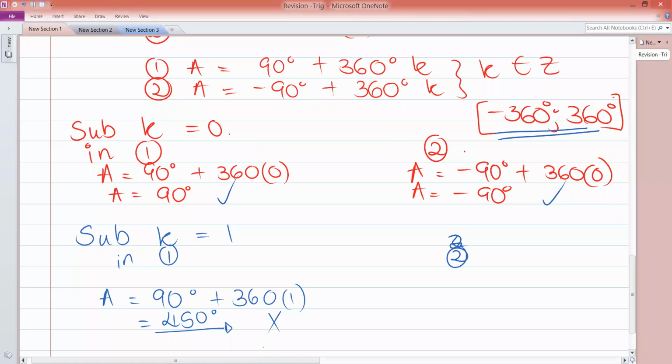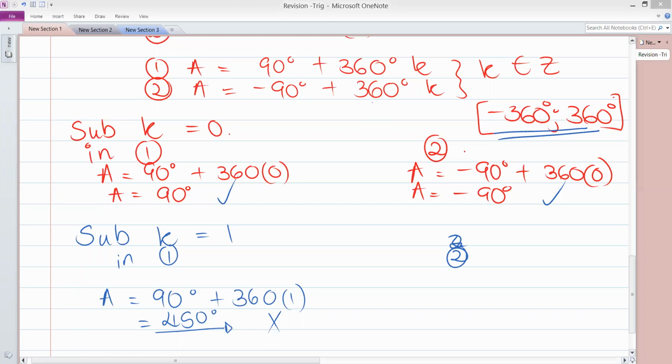So Kenise is asking, must you show the subbing in or can you use the table method on your calculator? I would say show the subbing in because we do want to see that you've subbed in and you haven't just plugged stuff into your calculator. So show the subbing in just to be on the safe side, because you're showing the marker that you know what you're doing. You're not just reading off answers from your calculator.